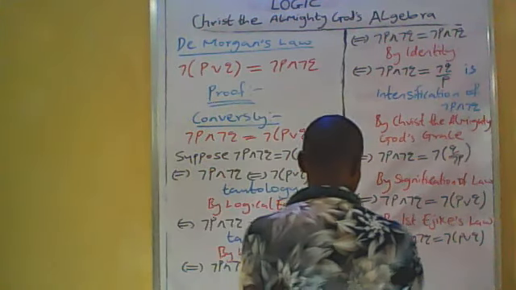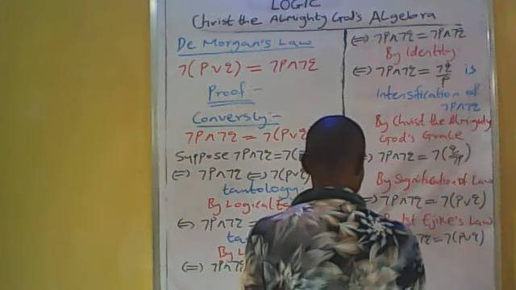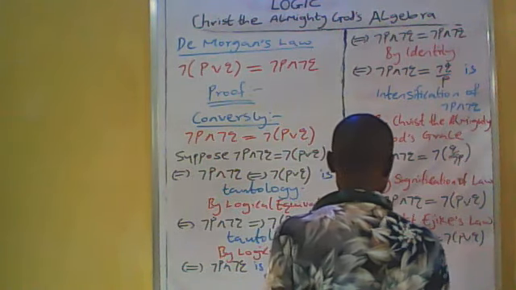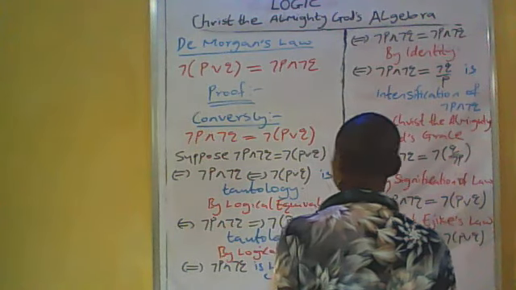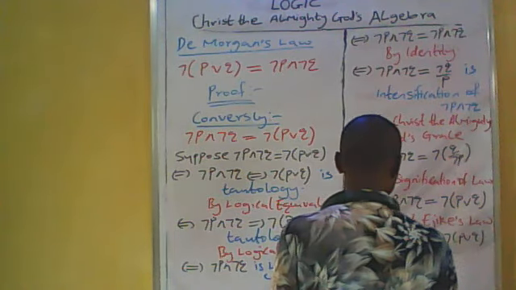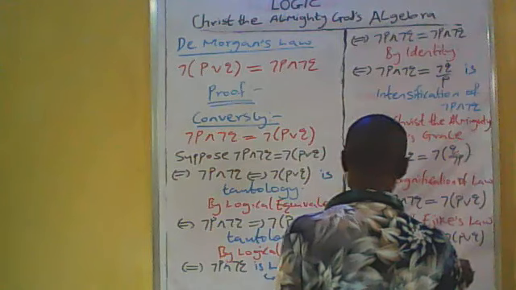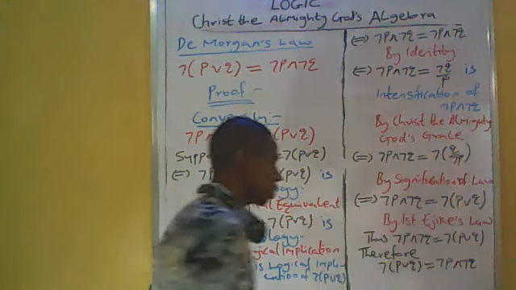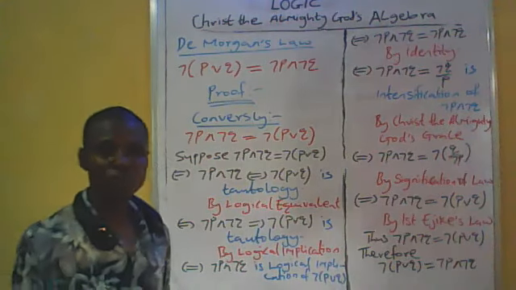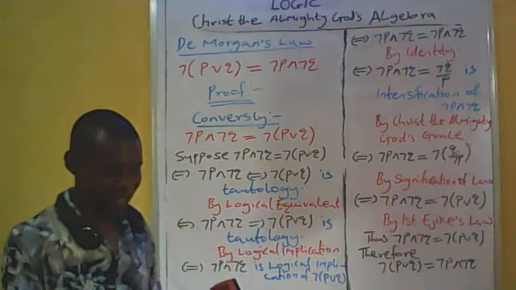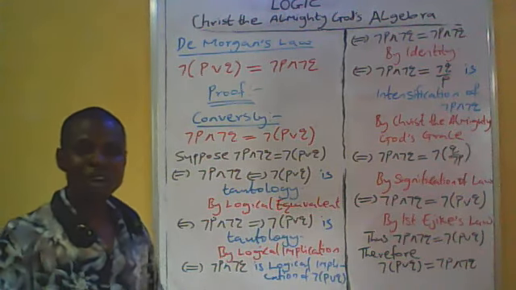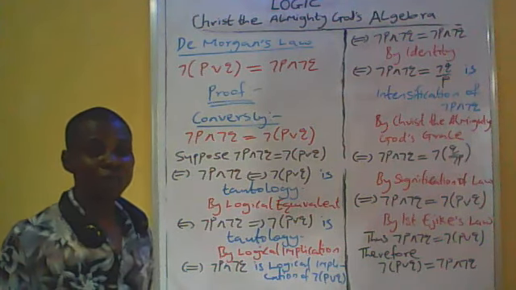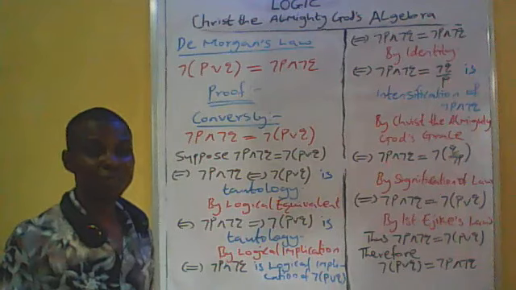Therefore, not bracket P or Q is equal to not P and not Q is De Morgan's law. Now, I have now proved that De Morgan's law exists. So at this juncture, we will draw our curtain. Thank you, viewers.